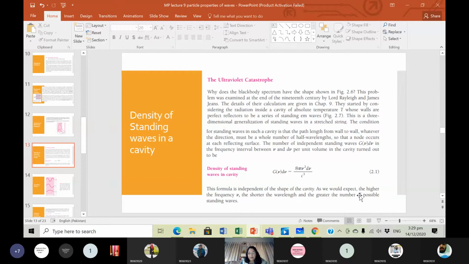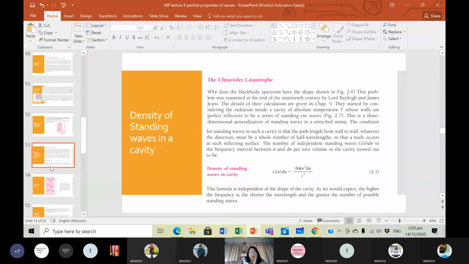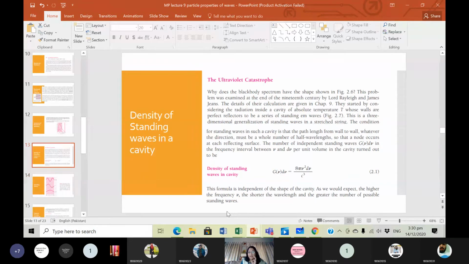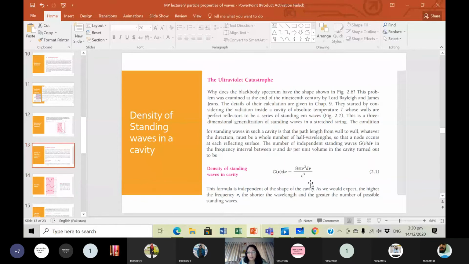The formula is independent of the shape of the cavity, okay? As we would expect, the higher the frequency, obviously we would get a higher number of standing waves in the cavity. Higher frequency means that lambda will be smaller, right? If lambda is smaller, then we would get a greater number of possible standing waves. So how can we relate that to this? The higher the frequency of the wave, the shorter the wavelength and the greater the number of possible standing waves. Obviously, in this formula, if the frequency is higher, the number of standing waves in the cavity will also be larger. Makes sense, right?